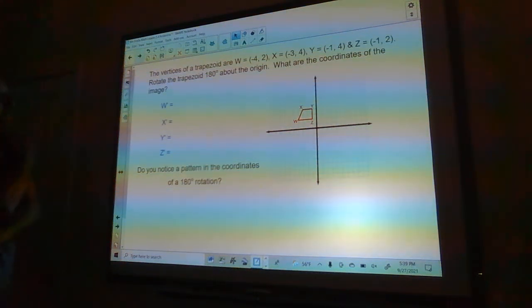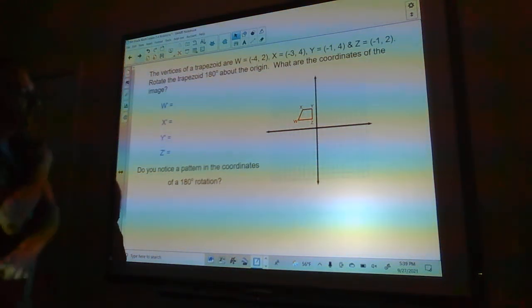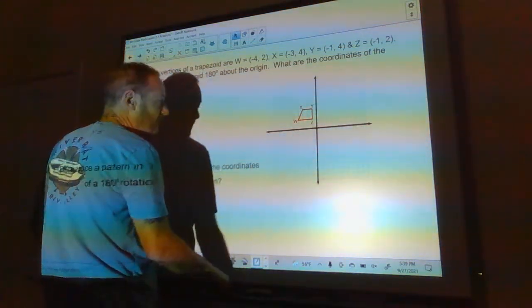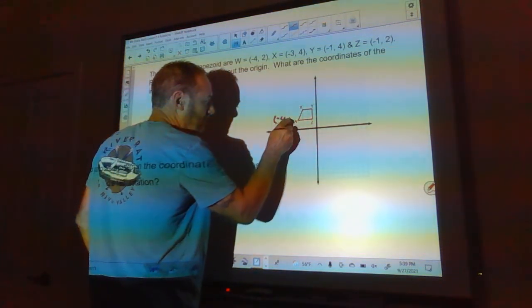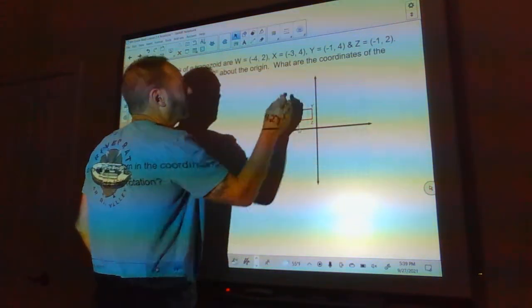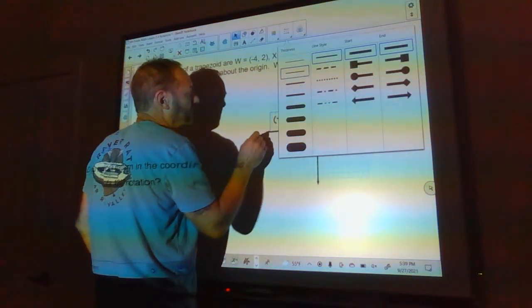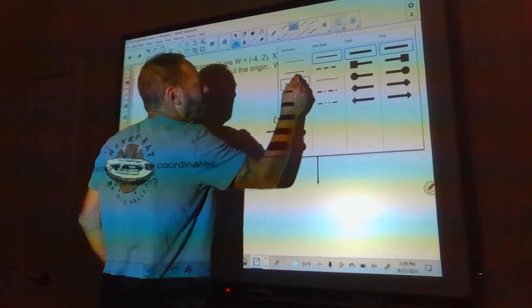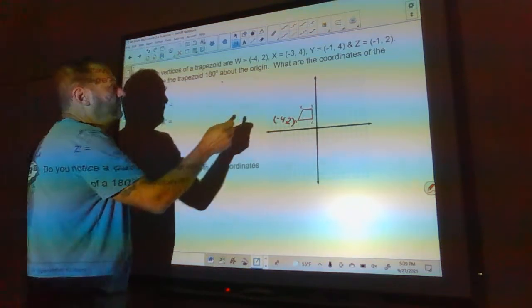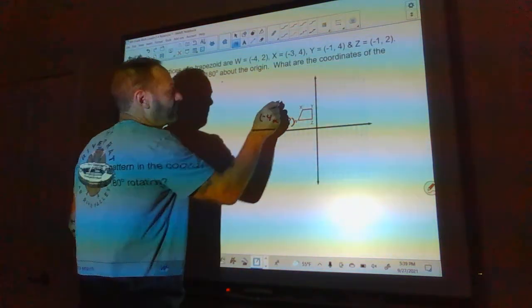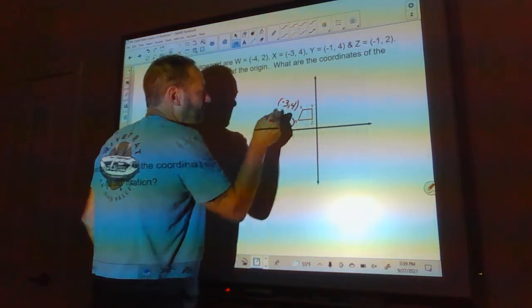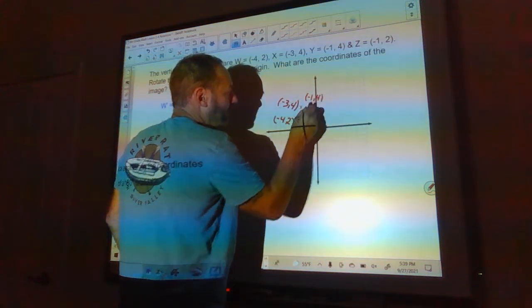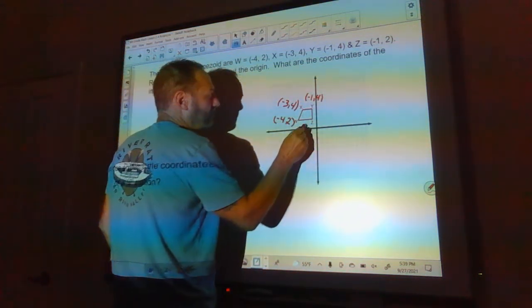The vertices of a trapezoid are W is negative 4, 2. So this is negative 4, 2 right here. Let's make this thinner writing. My next point is X, which is going to be negative 3, 4, so that's here. Y is going to be at negative 1, 4, that's going to be right here. And Z is going to be at negative 1, 2, right here.